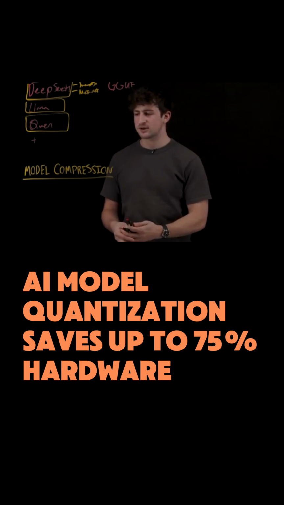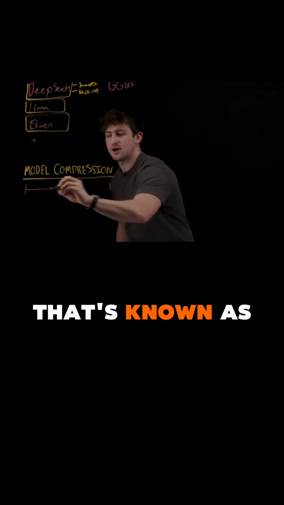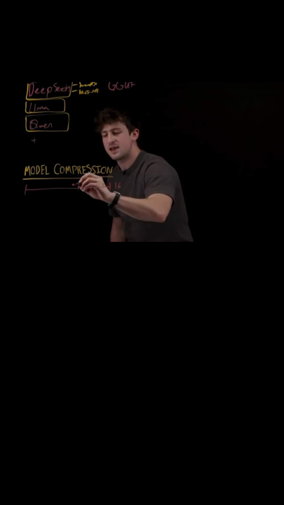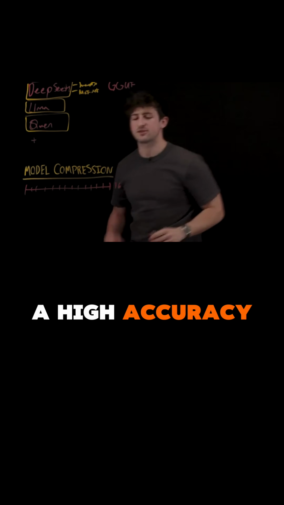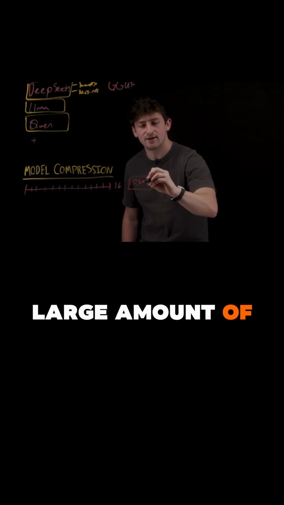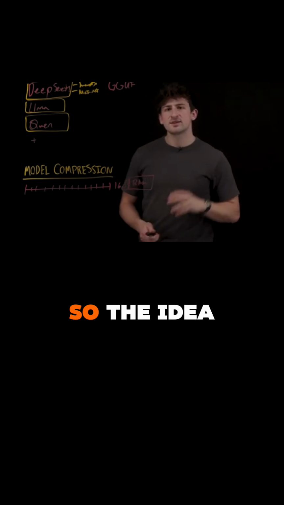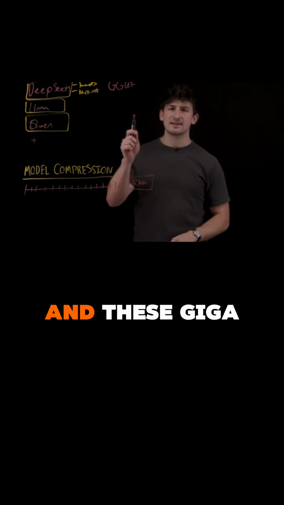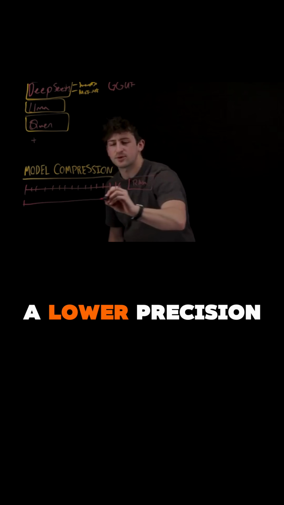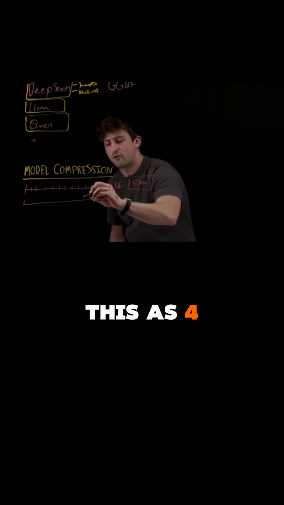Now, when models are released, they're typically released at a format or precision that's known as 32-bit or 16-bit. So let's say this is 16-bit, and we've got a high accuracy for this model. But at the same time, this requires a large amount of RAM in order to store and run this model. So the idea with Llama C++ and these GGUF formats is that you can shrink the model down to a lower precision. So instead of 16 bits, we're going to store this as 4 bits.